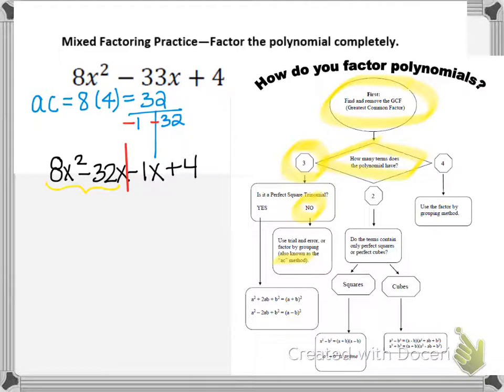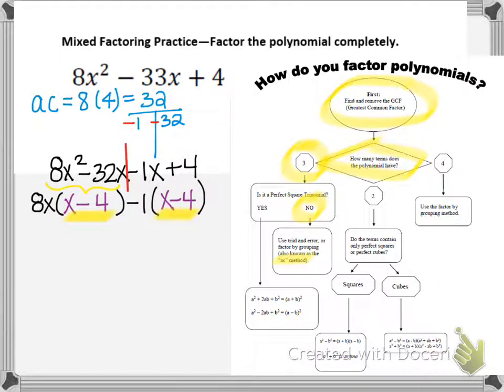So when I look at 8x squared minus 32x, they have a GCF of 8x, and it leaves behind x minus 4. In the second 2 terms, I have minus 1x plus 4. The leading coefficient's negative 1. That means I have to use negative 1 as my GCF. And then there's a sign change, and it leaves behind x minus 4.